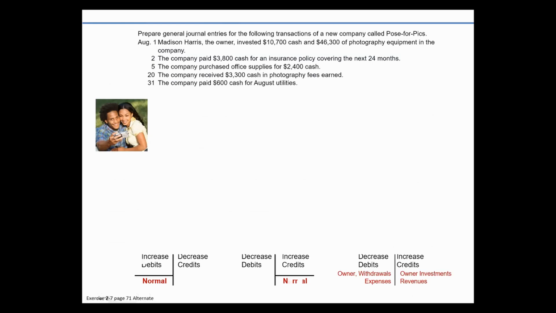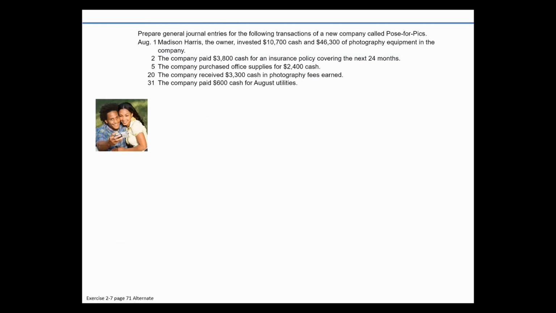Are we doing good so far with this? Journalizing transactions? Yes. Okay. Let's see where we're at here. Hold on, let me go back. Okay.